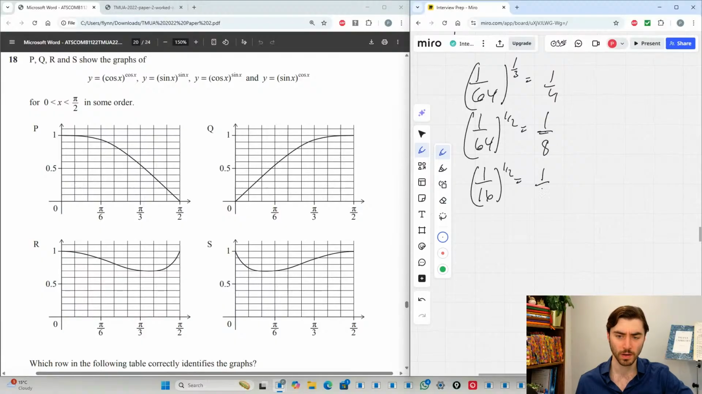So this was a quarter. So obviously a larger number.